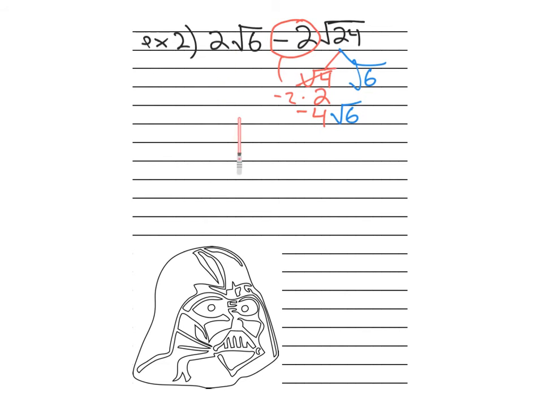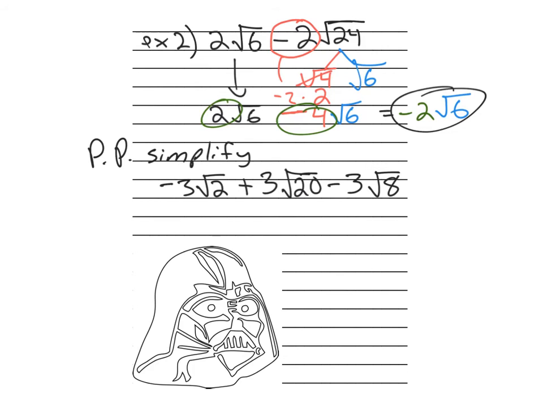So again, the second term here is simplified to negative 4 root 6. Now we're going to just drop down 2 root 6 and combine our like terms. 2 root 6 minus 4 root 6. That negative is part of this whole thing there. So we're going to do 2 minus 4 to get negative 2 root 6 for that answer.